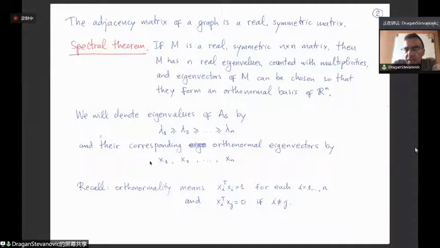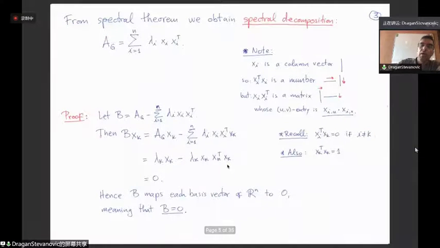The corresponding orthonormal eigenvectors will usually be denoted by x1, x2, up to xn, and that's what we are going to build upon. So the very first thing that we have from the spectral theorem is actually spectral decomposition, the way to express the adjacency matrix in terms of eigenvalues and the eigenvectors. Now, note one tiny little thing: we switched the transpose sign here.